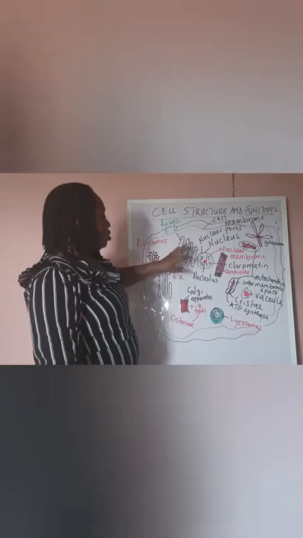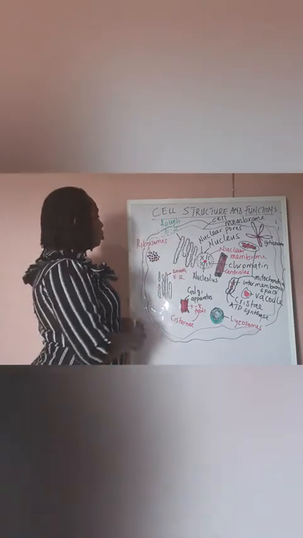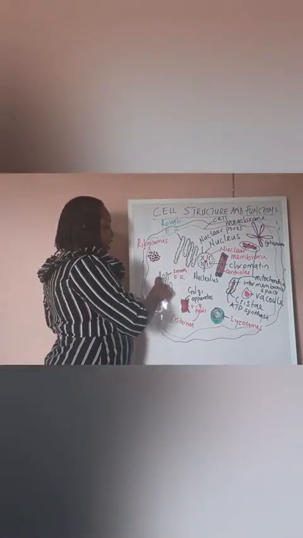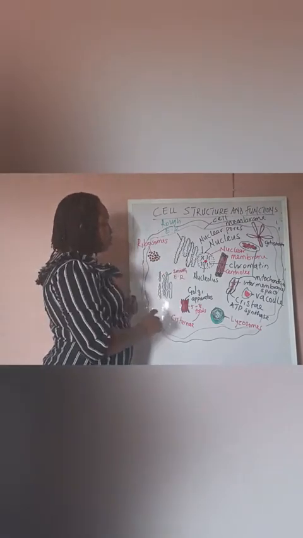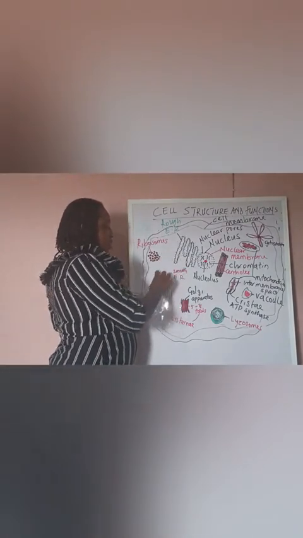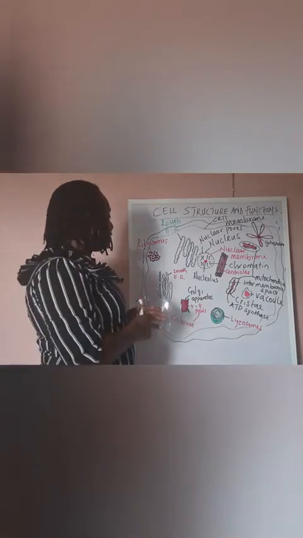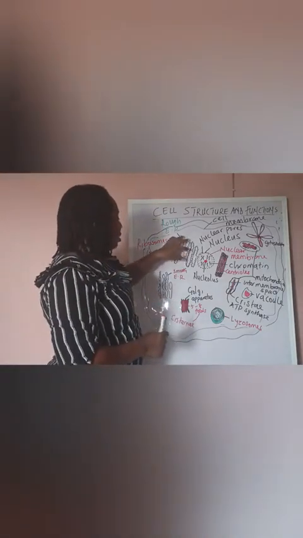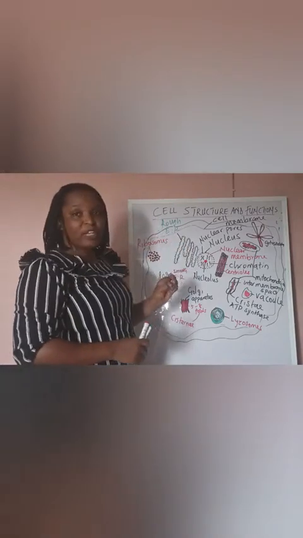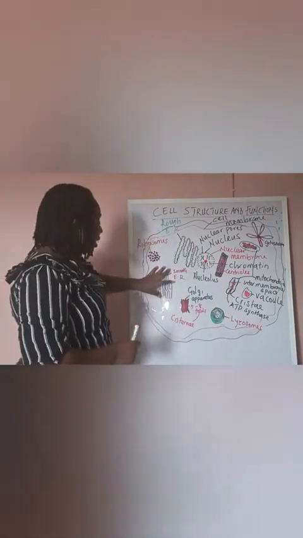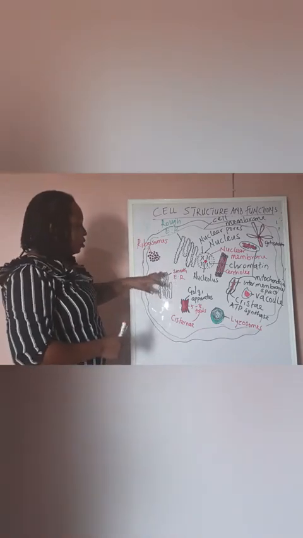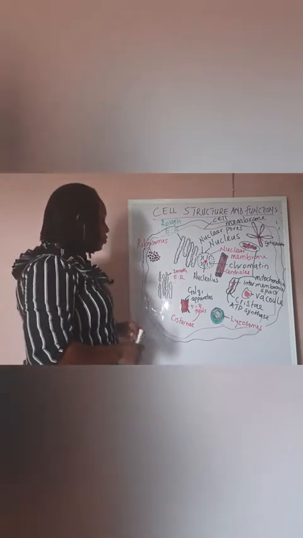So there is this structure that is located very close to the nucleus. We call it endoplasmic reticulum. So we have the rough and the smooth endoplasmic reticulum. So the difference between the rough and the smooth endoplasmic reticulum is that this one has ribosomes on its cytoplasmic surface, while this one lacks ribosomes on the cytoplasmic surface.